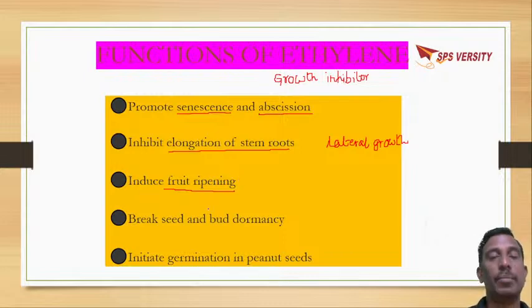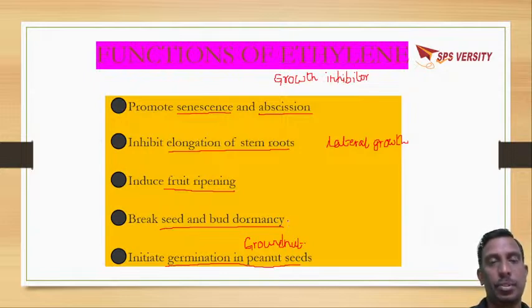Even though it is a growth inhibitor, it has some promoting effects also. Like it will break seed and bud dormancy, which will initiate germination in peanut seeds. Peanut means the individual which will initiate the germination in groundnut seeds. So these are the functions of ethylene.